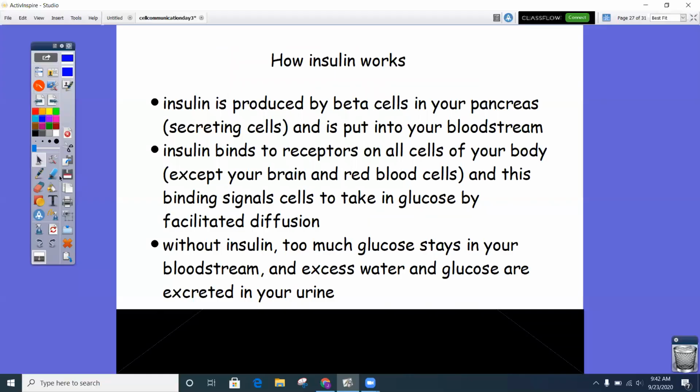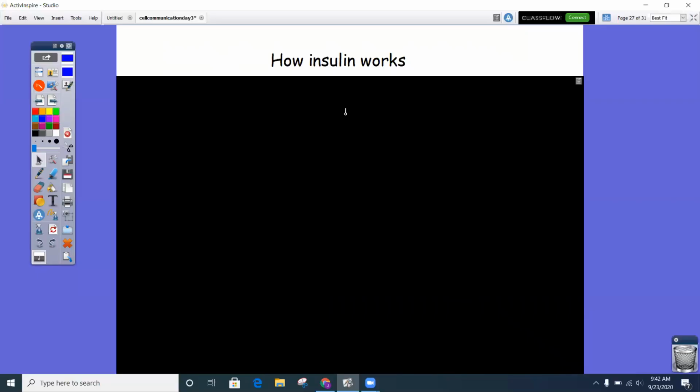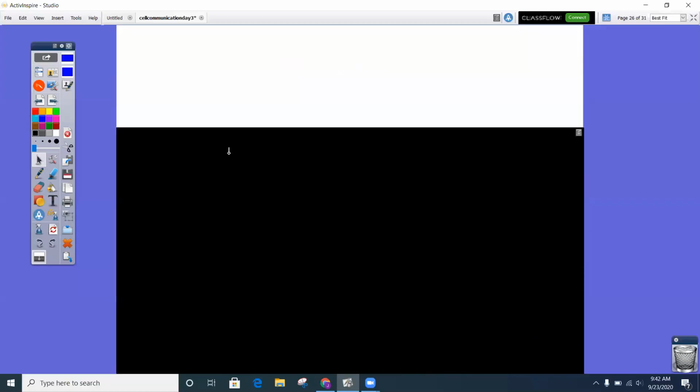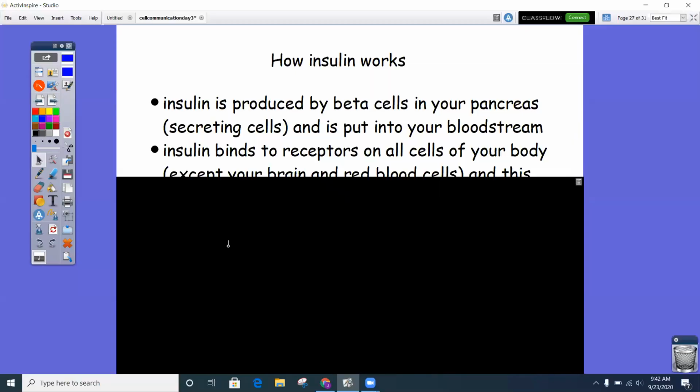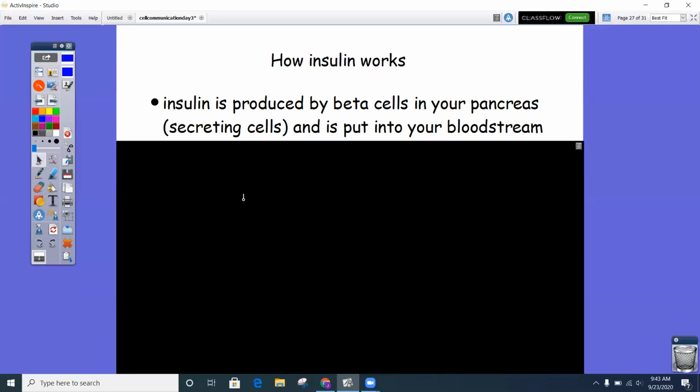All right, you have a sheet that says how insulin works. So this section is entitled When Cell-to-Cell Communication Goes Wrong. And we'll see other examples of this in this unit. So a couple things about insulin that you need to know. Insulin is produced by beta cells in your pancreas, so pancreatic beta cells.